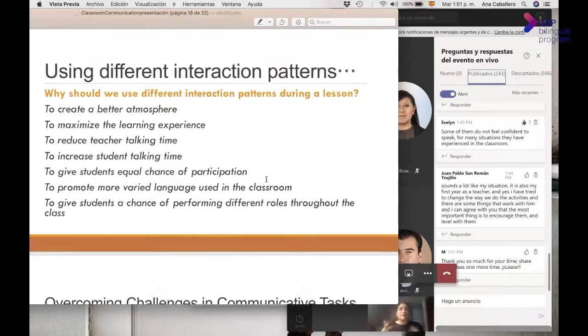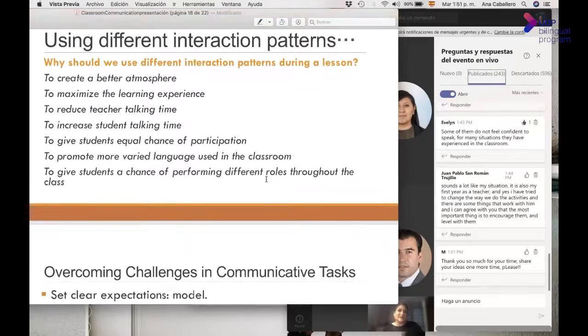Right now it's a webinar, so it's pretty much impossible that teacher talking time is reduced to the minimum. And in real classrooms, what we need to do is increase student talking time because they are the ones practicing the language, not you. And we have to give students equal chance of participation, and we need to promote more varied language use in the classroom because some students will be very, very beginners. Some other students, well, we're talking about mixed ability and mixed level classrooms, and this is what we're dealing with every day because not all students understand my instructions, and some students get bored, and some other students are frustrated because they cannot even understand the verb to be.